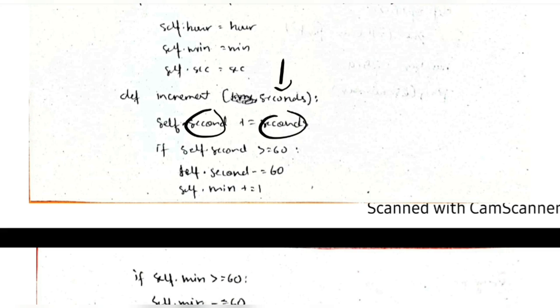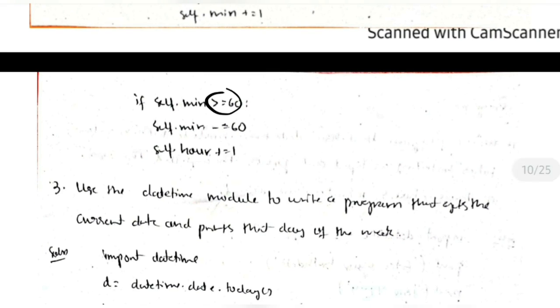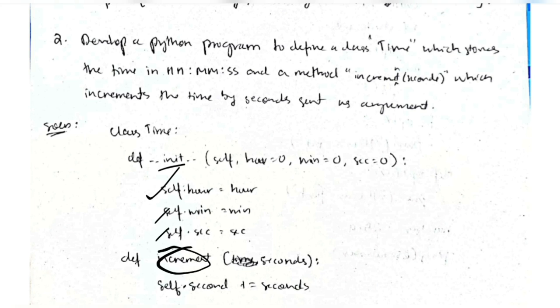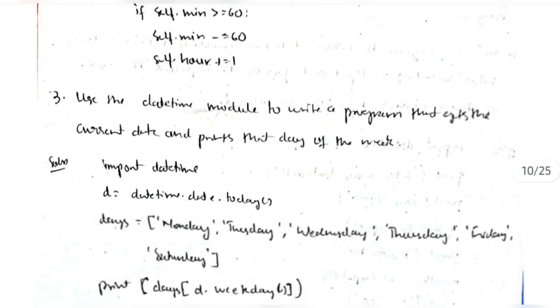Seconds will be incremented as passed here, and if it is greater than 60, that second will be subtracted with 60, like 80 minus 60, and minute will be incremented by 1. Now if minute crosses 60, or if it becomes equal to 60, subtract 60 from the minutes and increment the hour value. Okay, this is how you define a class. Here you will have the init method, hours, minutes and seconds, and after that you have the increment also, for changing the values. And that was about the second program.